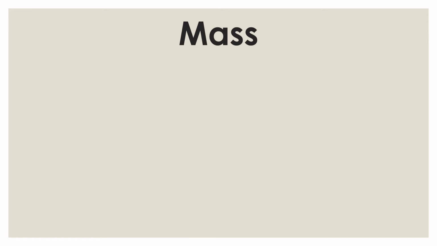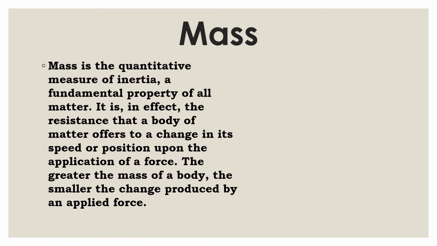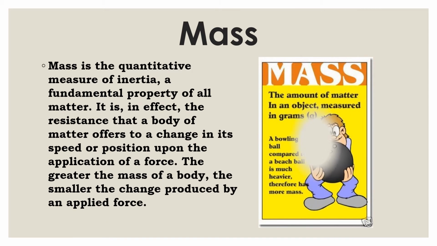So first of all, the topic for today's video is mass. Now what is mass? It is the amount of matter present in any body or anything. It always remains constant and it does not depend on gravity. Here in the picture you can see that the amount of matter in an object is measured in grams, and a bowling ball compared to a beach ball is much heavier, therefore it has more mass. Now you know that a bowling ball is much heavier than any other ball. Why? Because it has more mass than other balls.